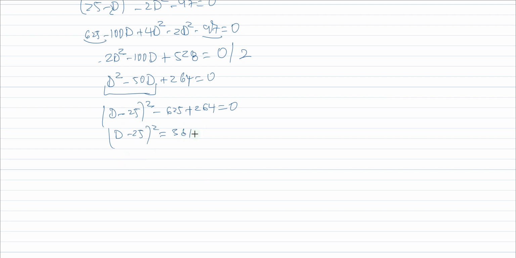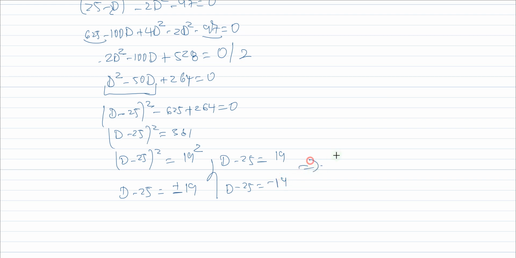So now I have that this is a perfect square as well. (d − 25)² equals, so this is actually 19². So from here, guys, we have that d − 25 equals plus or minus, taking the square root on both sides, we're going to have 19. So from here we have d − 25 = 19, and d − 25 = −19. So we have then that d is going to be equal to 44, and then we have d = 25 − 19, d = 6.